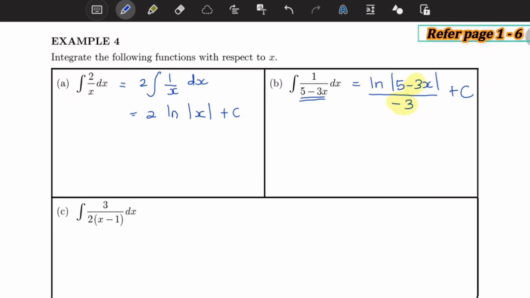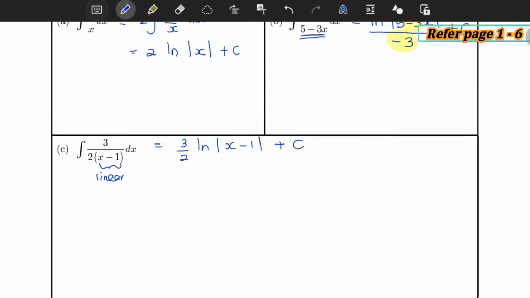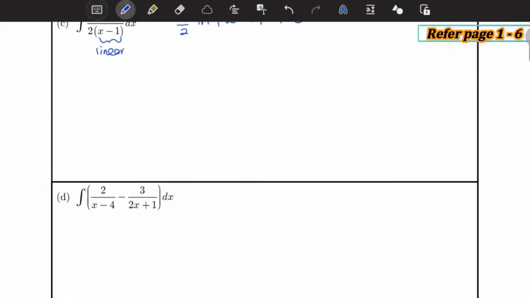Okay, next one. Integrate 3 over 2 times x minus 1. This is a linear function. So the answer will be 3 ln of x minus 1, divided by the derivative. Differentiate the function, we will get 1. Okay, so plus c.